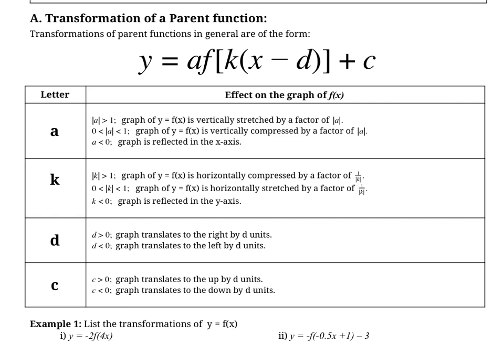So we have four things that can transform a parent function: a, k, d, and c. And very quickly, a is the thing that vertically stretches or compresses our function. Also can reflect the function in the x-axis if it's negative. K is the thing that horizontally compresses or stretches our function. And if k is negative, it reflects in the y-axis. D moves the graph left or right, and C moves it up or down.